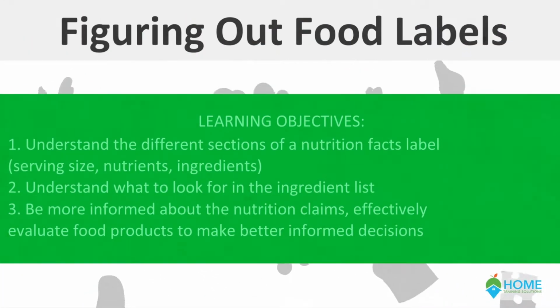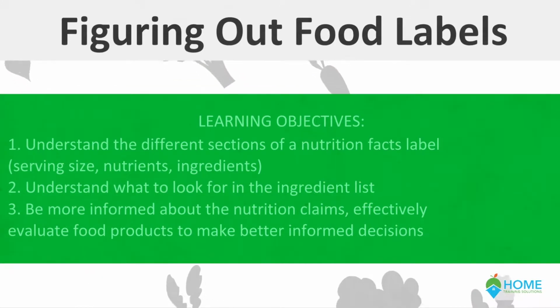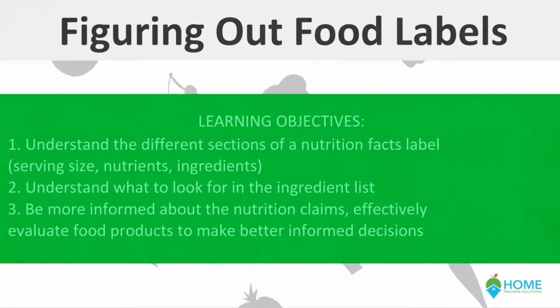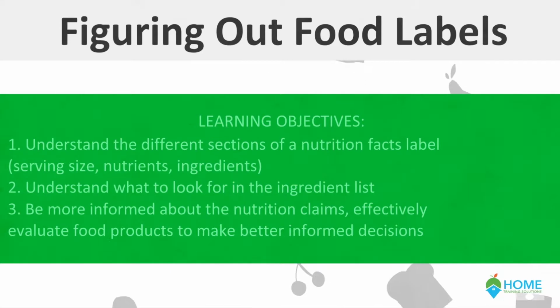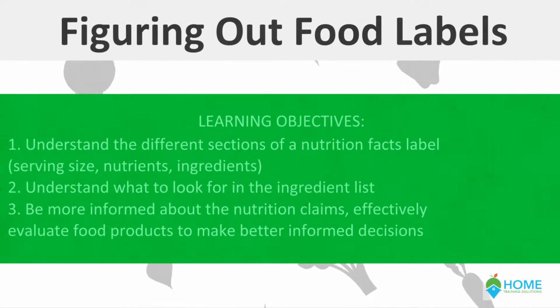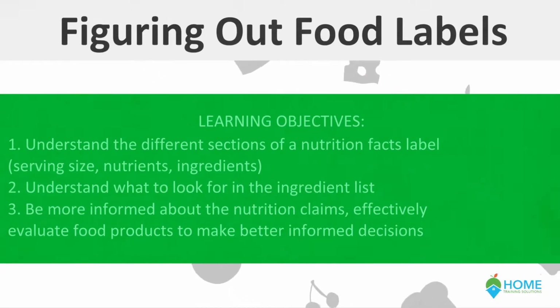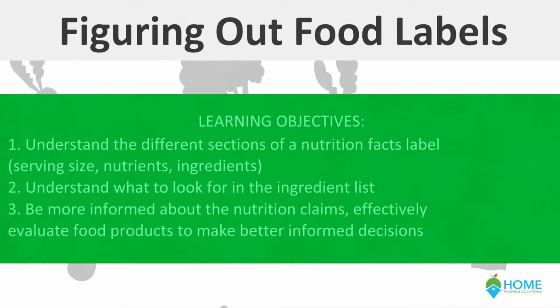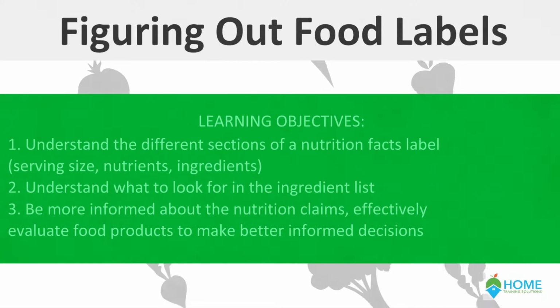The learning objectives are as follows. 1. Understand the different sections of a nutrition facts label: serving size, nutrients, and ingredients. 2. Understand what to look for in the ingredient list. 3. Be more informed about the nutrition claims. 4. Effectively evaluate food products to make better informed decisions.